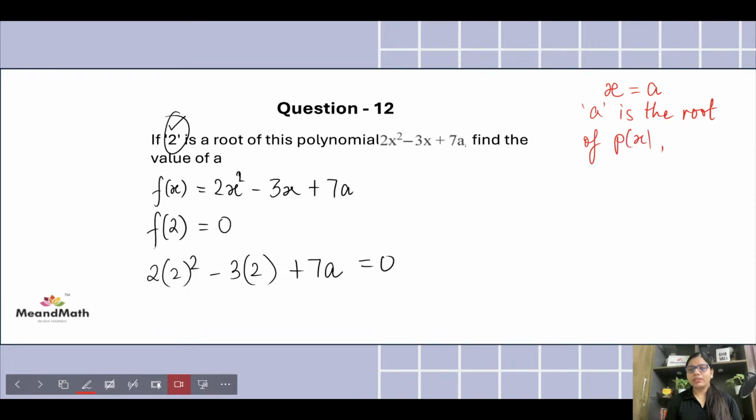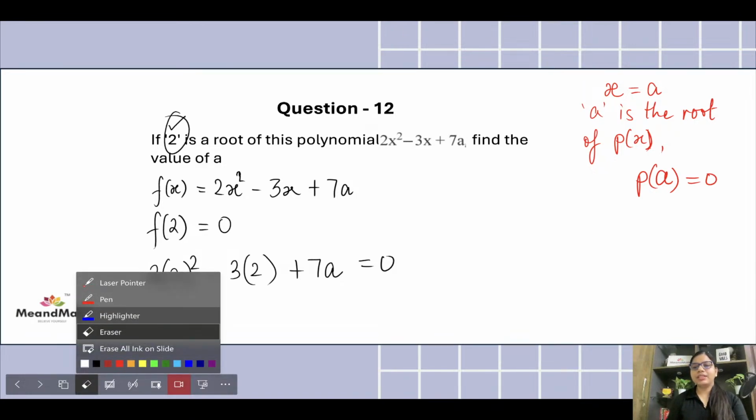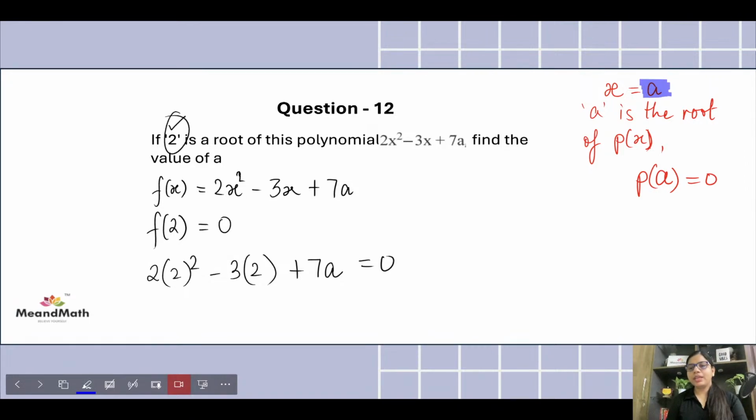px, then we're going to be saying that px is 0, pa is 0 basically. So if x equals a is the root of the polynomial, we say that pa is 0. So this is what we are doing. After substituting 2, we are making it 0.